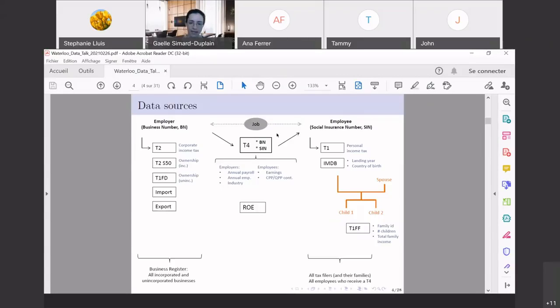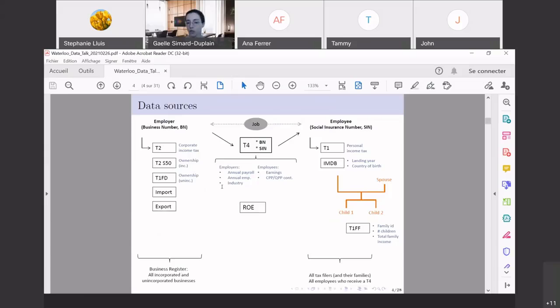And then if you look to the left at what we have for employers, you're going to see that essentially we have things that employers fill, right? So employers fill corporate income tax returns that have all sorts of information on their assets, their revenues, their liabilities. Depending on whether they're incorporated or unincorporated businesses, they also file Schedule 50 if they're incorporated, or a T1 financial declaration if they're an unincorporated business, right?